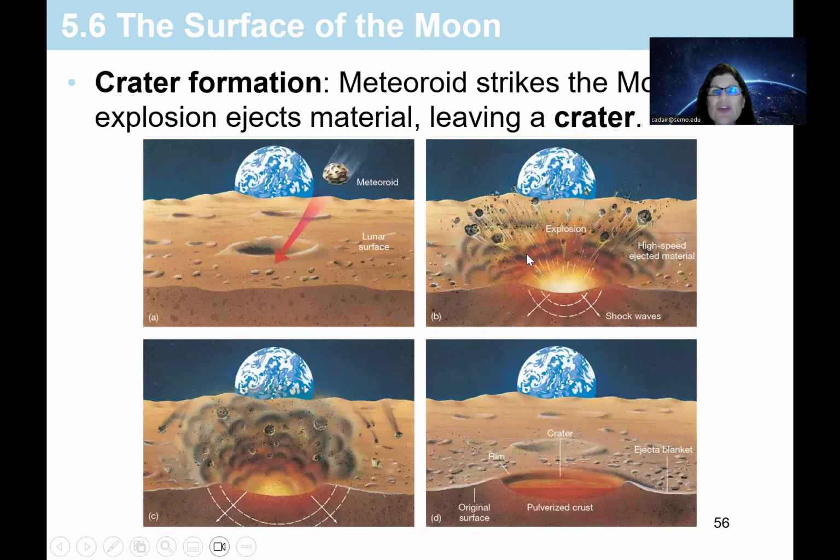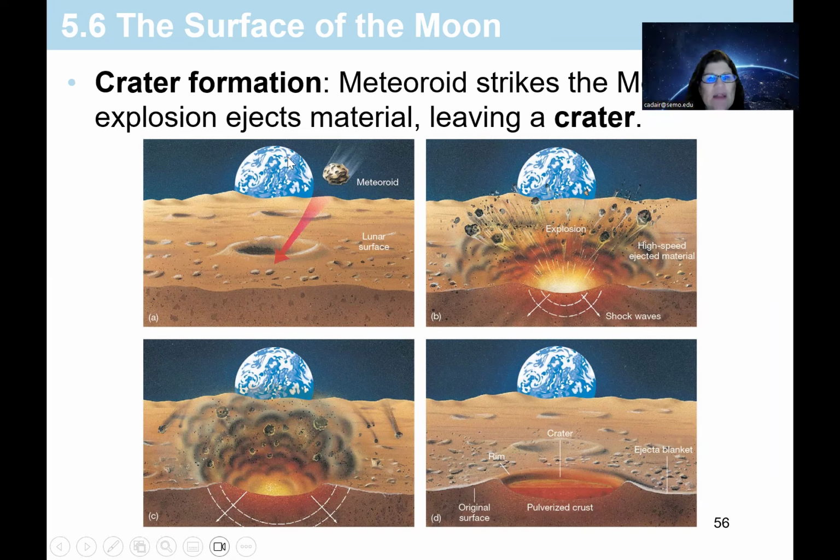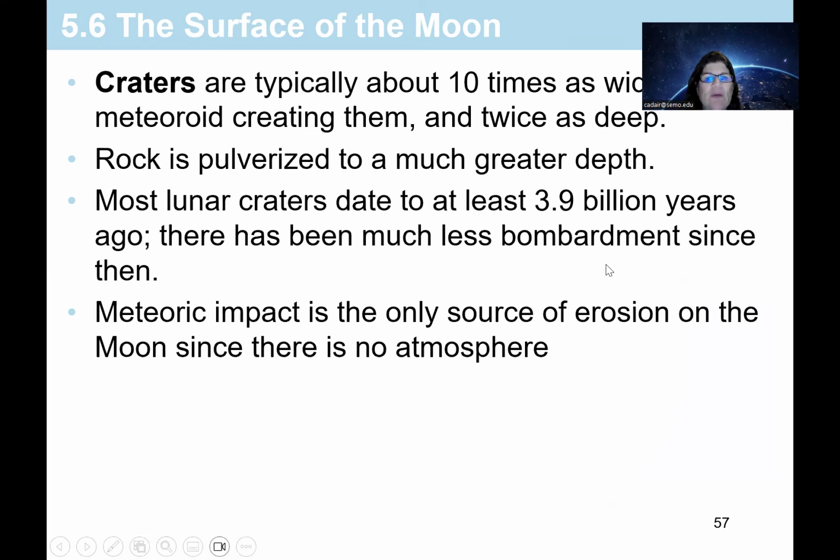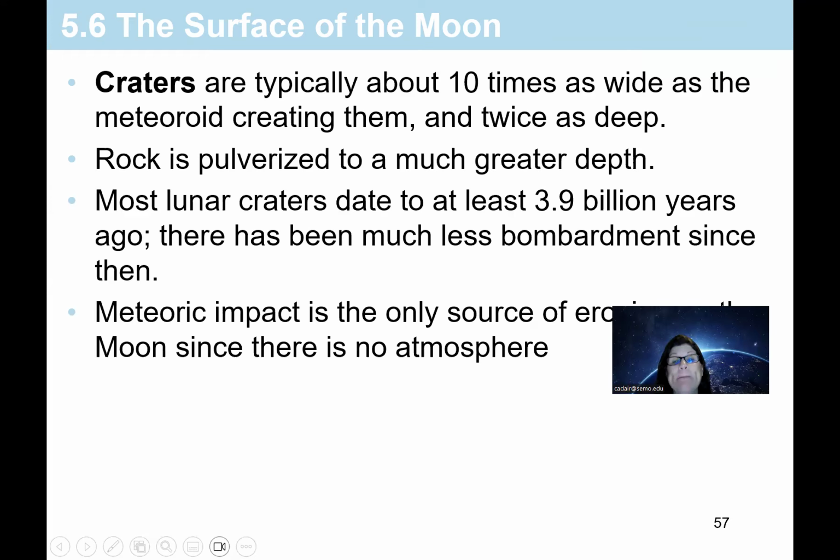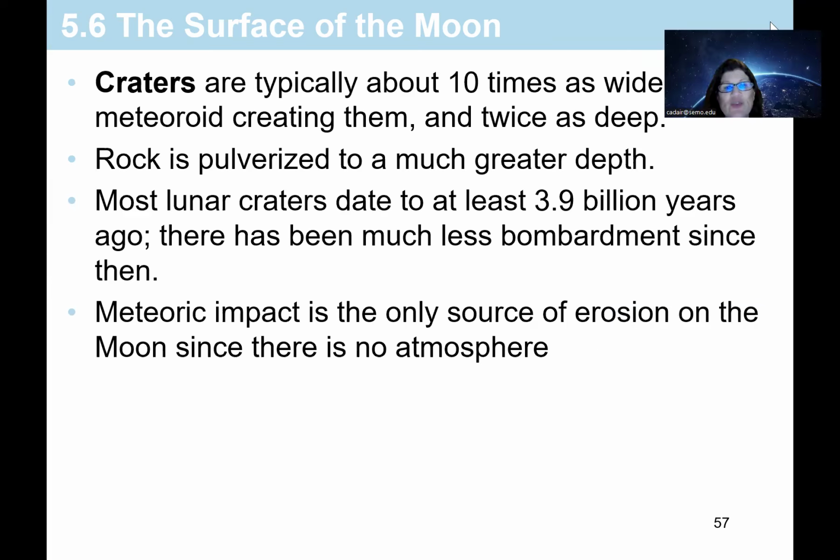Okay, so craters are formed when a meteoroid strikes the moon, and the explosion then leaves behind a crater. So we have a meteoroid that smashes down, makes kind of an explosion, and sends shock waves into the material. There's a big rebound, and then all the stuff is flown out to the side. And we have a crater left behind, and then all of this junk. Craters are typically about 10 times as wide as the meteoroid that created them, and they're twice as deep. So we can kind of measure how big the asteroid was that hit it. Rock is pulverized to a much greater depth.